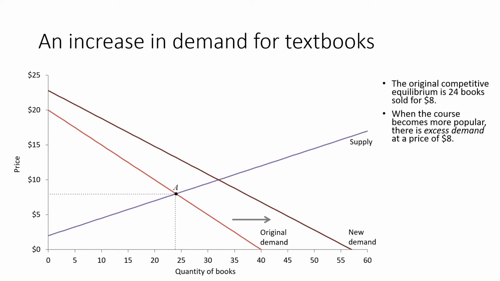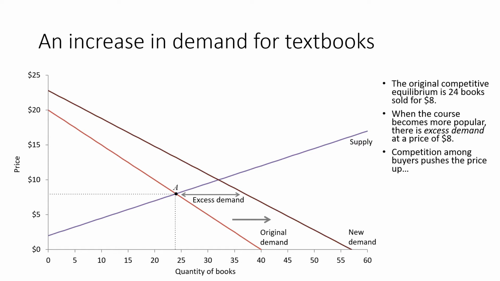Right? When the course becomes more popular, for example, that could increase demand for textbooks, then there would be excess demand at a price of $8. Right? The number of people wanting to buy a textbook would be greater than the number of people wanting to sell a textbook. And that competition among buyers is going to push the price up.